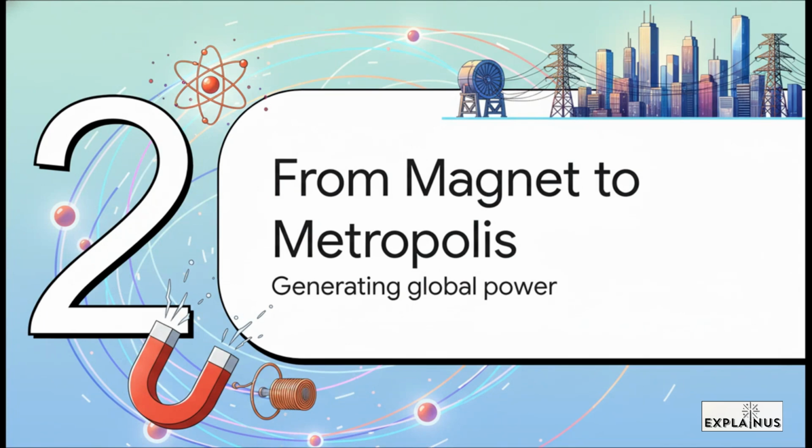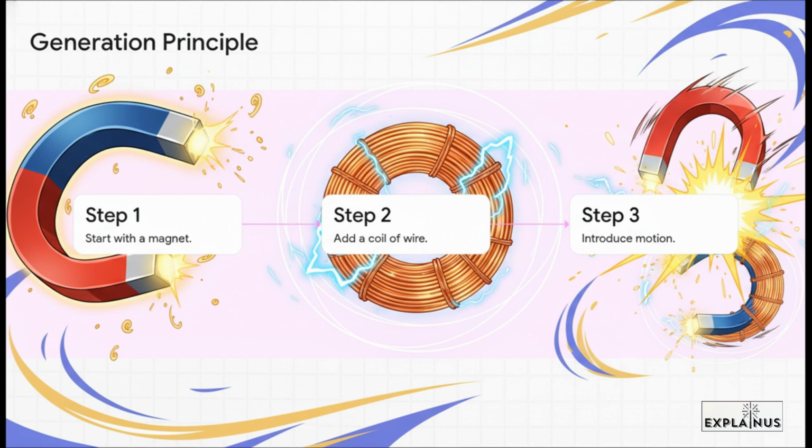Okay, so we've got a handle on how a few electrons move. But how do you get trillions upon trillions of them moving together to power an entire city? Well, for that, we need to scale up from a tiny magnet to a massive metropolis. The secret is in a really cool relationship between electricity and magnetism.